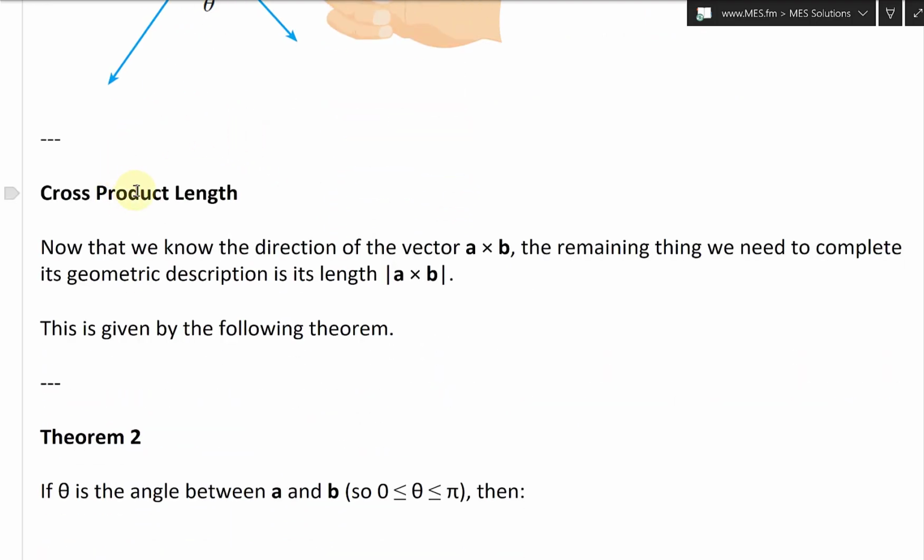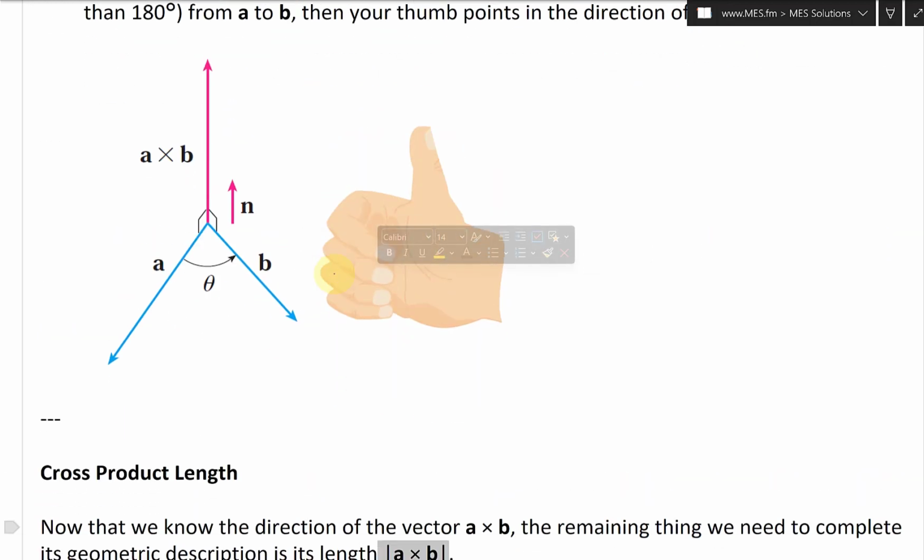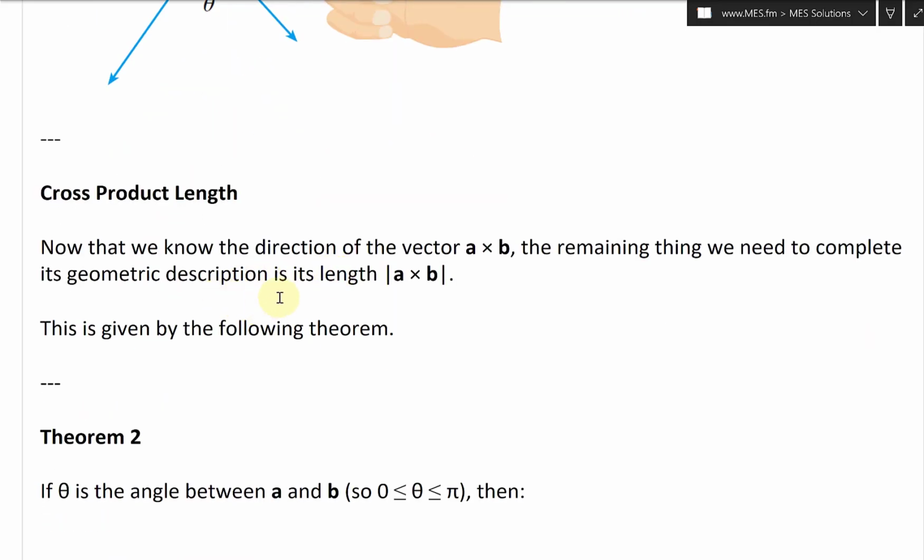So let's continue further. Cross product length. Now that we know the direction of A cross B, the remaining thing we need to complete its geometric description is its length, the absolute value of A cross B. Or in other words, how long is this vector? What's the magnitude of that length? This is given by the following theorem.